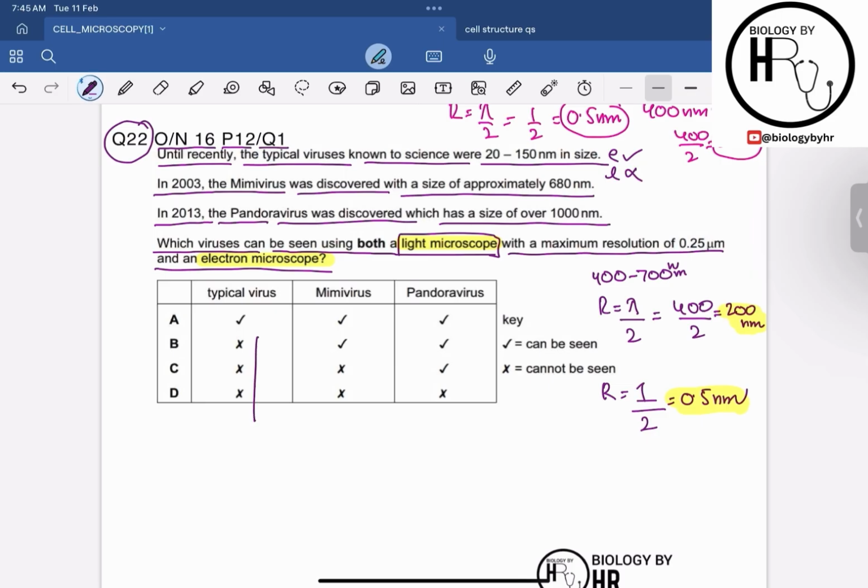Mimi virus is 680 nanometers, which is above both 200 nanometers and 0.5 nanometers, so it can be seen. Pandora virus is 1000 nanometers, so it can also be seen by both the electron and the light microscope. Hence the correct answer for this MCQ is option B.